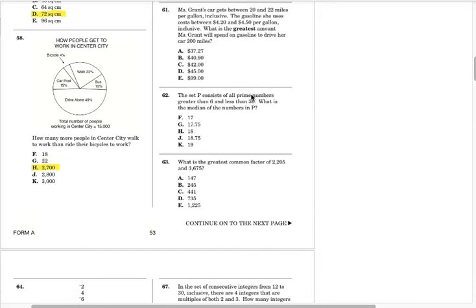Alright, in part 2 we are doing questions 61 through 70. So let's go ahead and get started here.